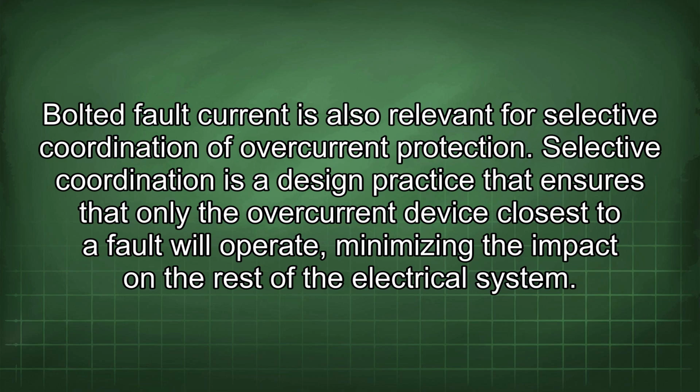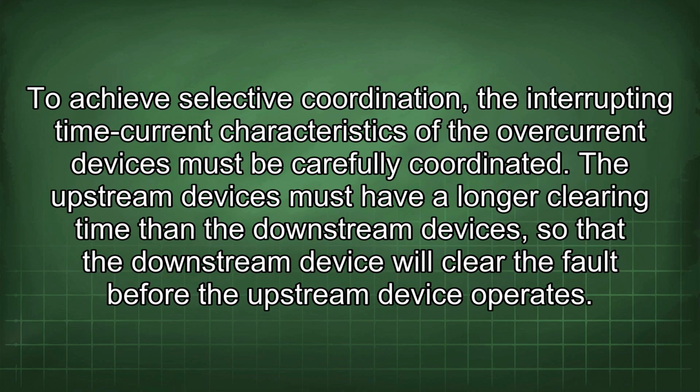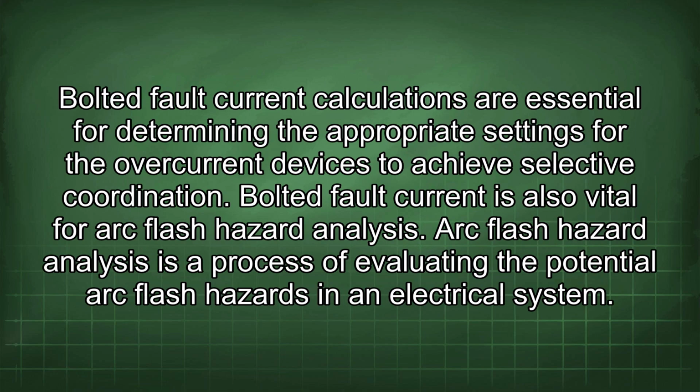Bolted fault current is also relevant for selective coordination of overcurrent protection. Selective coordination is a design practice that ensures that only the overcurrent device closest to a fault will operate, minimizing the impact on the rest of the electrical system. To achieve selective coordination, the interrupting time current characteristics of the overcurrent devices must be carefully coordinated. The upstream devices must have a longer clearing time than the downstream devices, so that the downstream device will clear the fault before the upstream device operates. Bolted fault current calculations are essential for determining the appropriate settings for the overcurrent devices to achieve selective coordination.